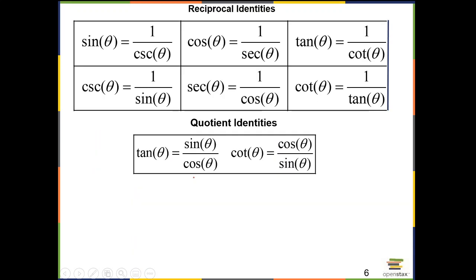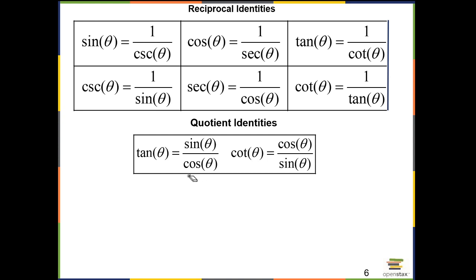Okay? These are reciprocal identities, and again, we talked about these already. We even used them a few times in other videos and chapters. So sine is 1 over cosecant, so cosecant is 1 over sine. See, they are reciprocals of each other, right? Cosine is 1 over secant, so secant is 1 over cosine. Tangent is 1 over cotangent, cotangent is 1 over tangent. And then the quotient identities are for tangent and cotangent, and we know that already.